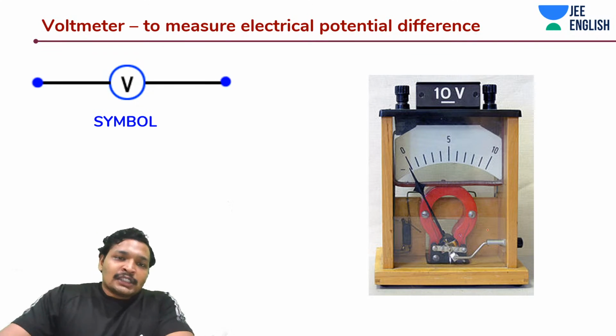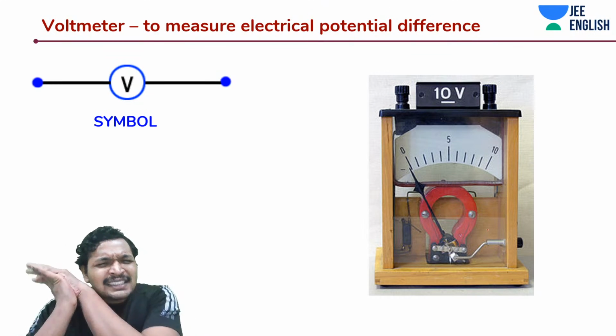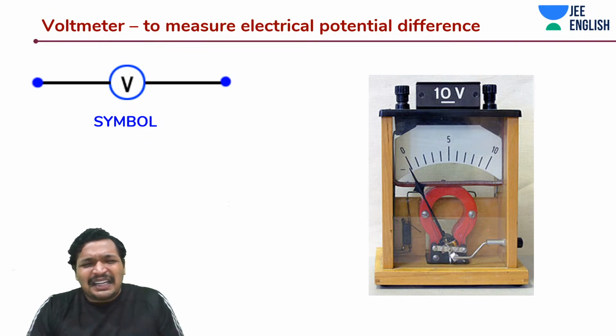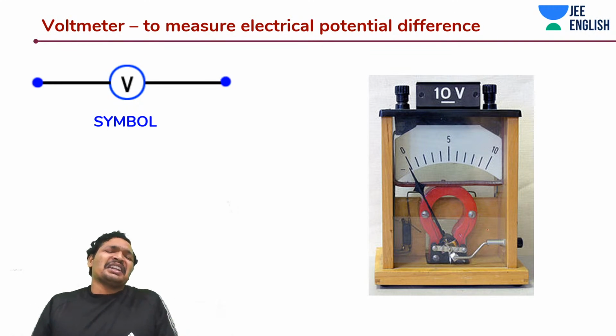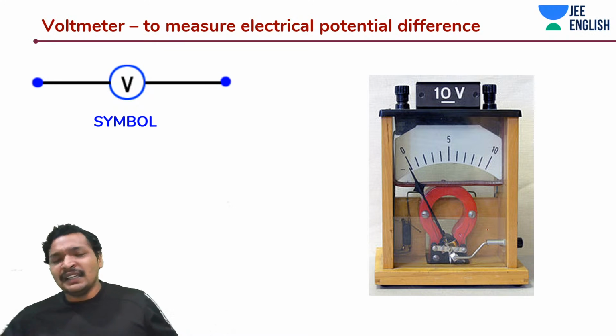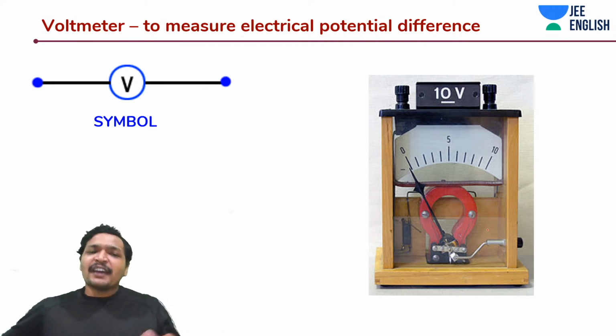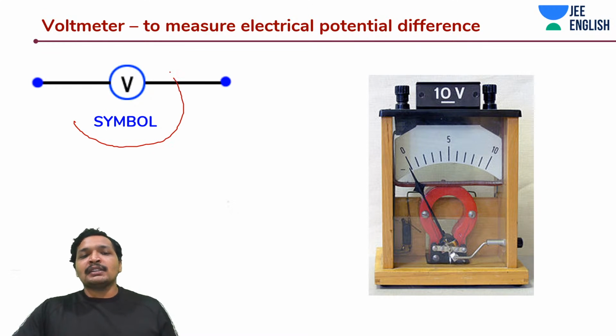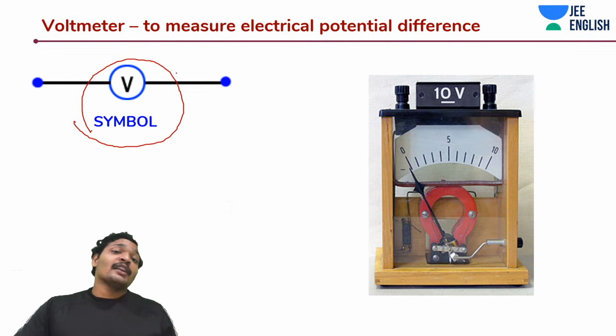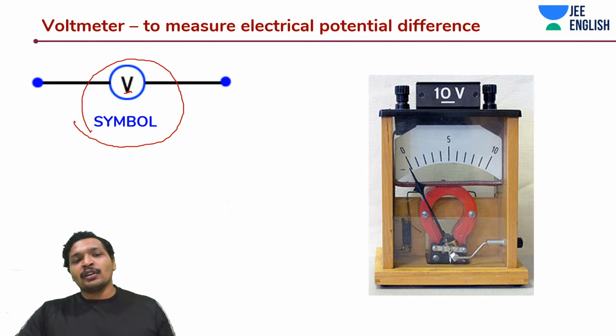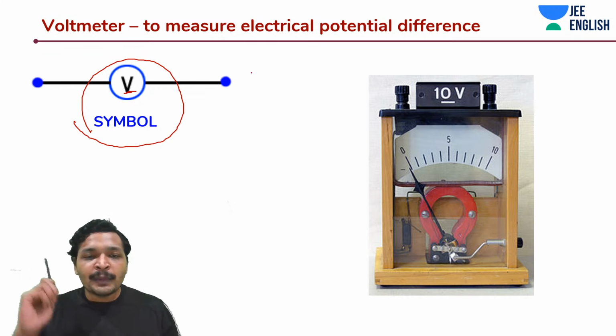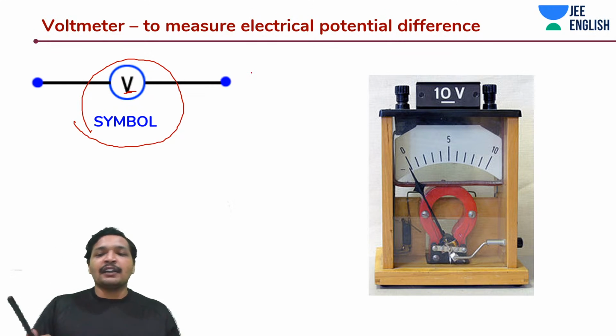Now let's get into the concept of voltmeter. Voltmeter is rather very simple compared to ammeter. In ammeter, you had to place a shunting resistance, a very small resistance, in parallel. Whereas in voltmeter, you place a heavy, large resistance in series. A voltmeter is denoted with the V symbol, you know it. Ammeter is denoted with A, not I. Voltmeter is denoted with V. And voltmeter is used to measure the electrical potential difference.